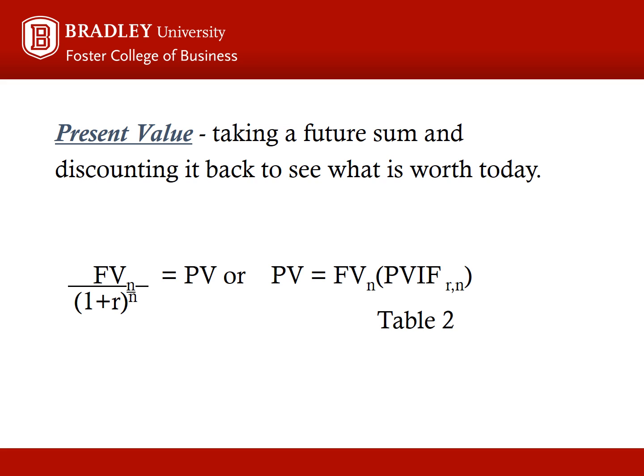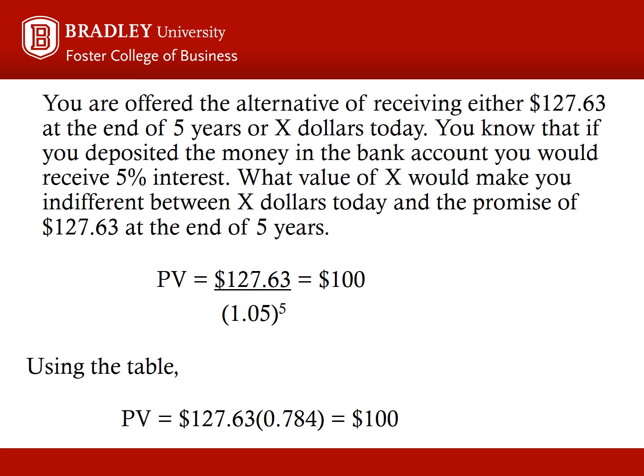So let's go ahead and work through an example. Let's say you're offered the alternative of receiving either $127.63 at the end of 5 years or X dollars today. You know that if you deposited the money in the bank account, you would receive 5% interest. What value of X would make you indifferent between X dollars today and the promise of $127.63 at the end of 5 years? Okay, so this is a present value problem because they're asking you, okay, you've got a sure thing 5 years from now of $127.63.